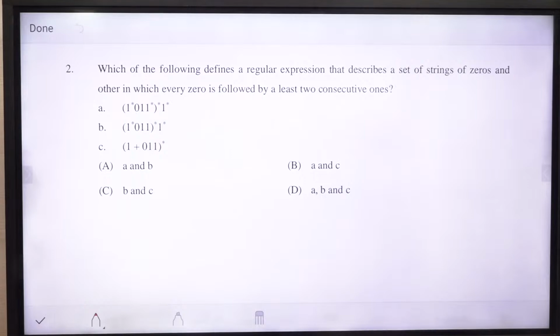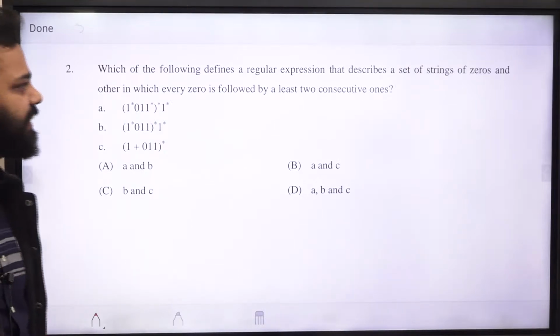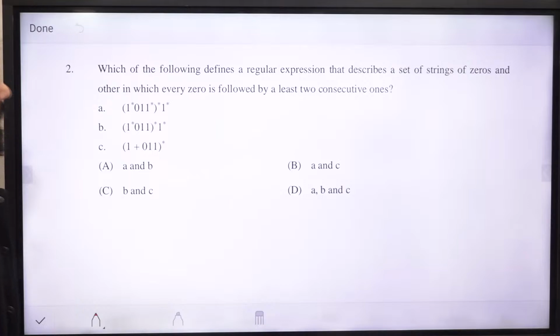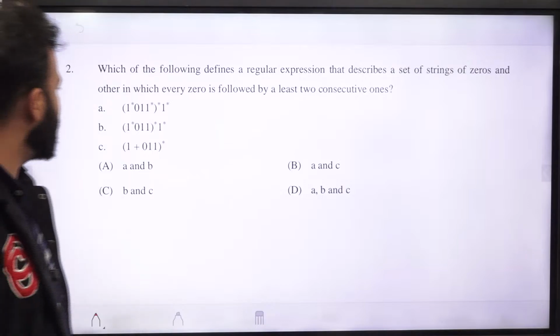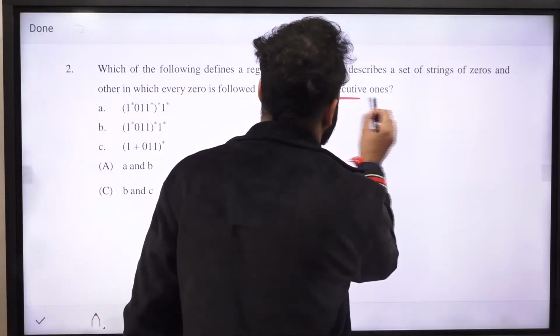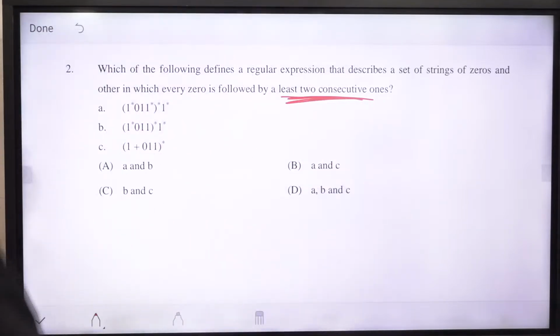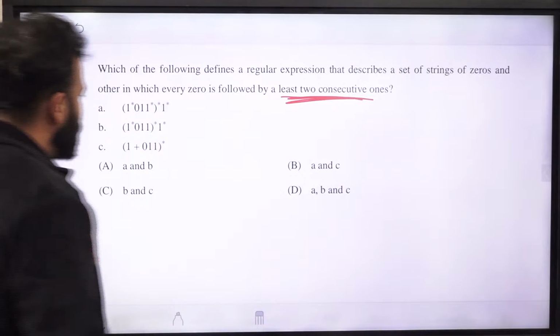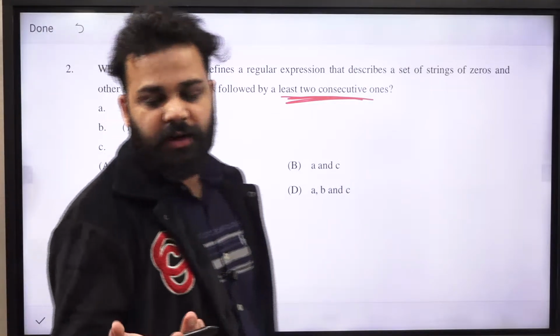So the next question is, which of the following defines a regular expression that describes a set of strings of zeros and ones in which every zero is followed by at least two consecutive ones. So every zero is followed by at least two consecutive ones. Now we will use the elimination method here.